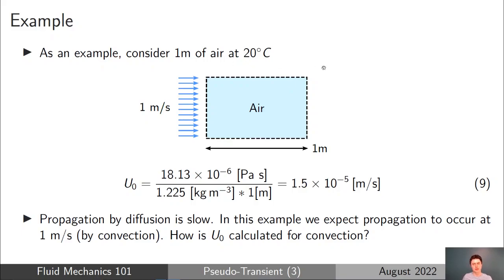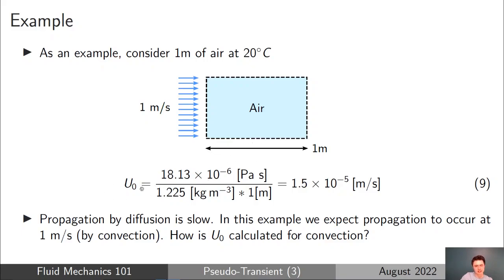And so if we wanted to calculate a characteristic speed and a pseudo time step for this CFD calculation, the first thing we would do is take the dynamic viscosity of the air, which is given there in the formula, and then the density and the characteristic length for this domain, which is obviously a meter. Plug those into the formula, and we find that the characteristic speed for diffusion is 1.5 times 10 to the minus 5 meters per second.